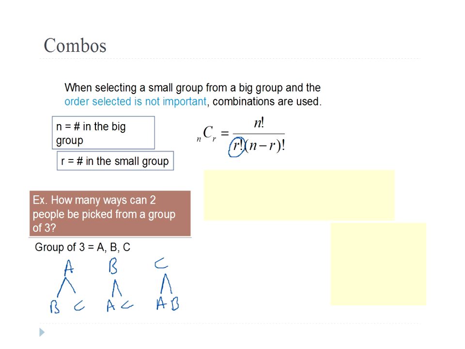However, in this case, because it doesn't matter if you were picked second or first, A then B is the same as B then A. There's a repeat. And AC is the same as CA. And of course, BC is the same as picking C then B. So really, there's not 6 ways, there's only 3 ways.